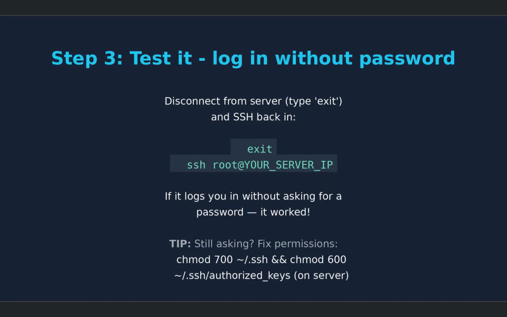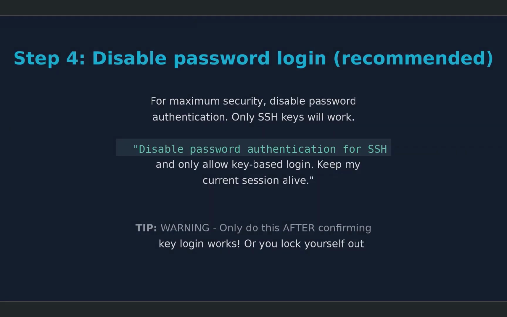Step 3. Test it. Log in without a password. Disconnect from your server by typing exit and SSH back in. If it logs you in without asking for a password, it worked. If it still asks for a password, check that the key permissions are correct. On the server, run chmod 700 ~/.ssh and chmod 600 ~/.ssh/authorized_keys.